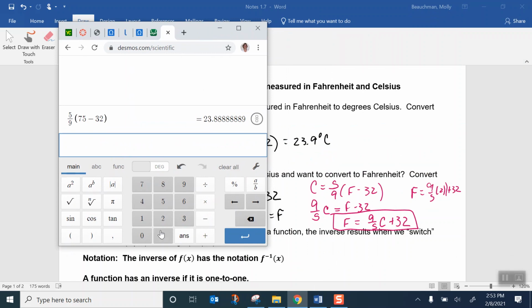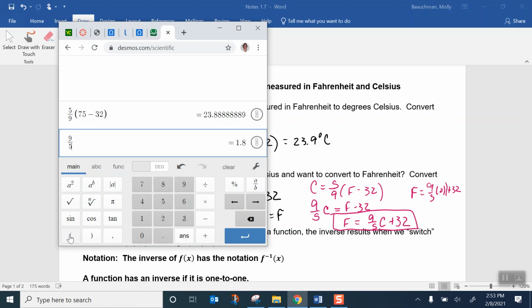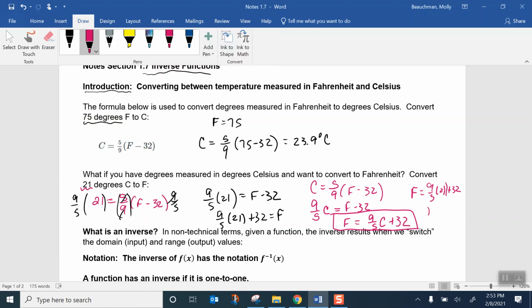So if I take 9/5 times 21 and then add 32, I end up with 69.8 degrees. So the two formulas, finding Celsius given Fahrenheit and finding Fahrenheit given Celsius, these two are considered inverses of each other. They're inverse operations.